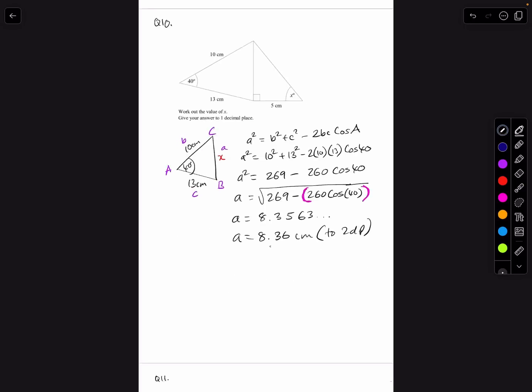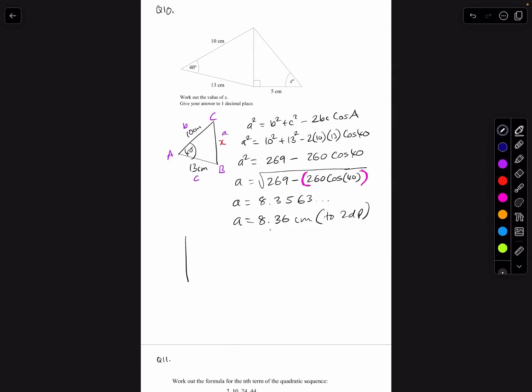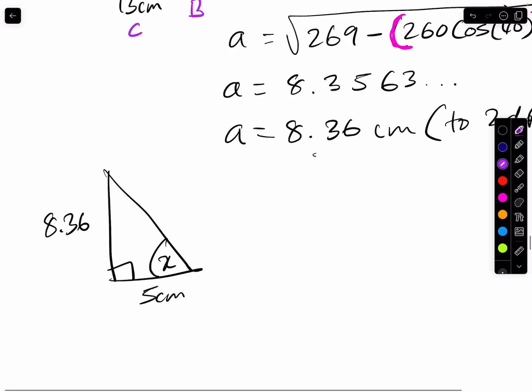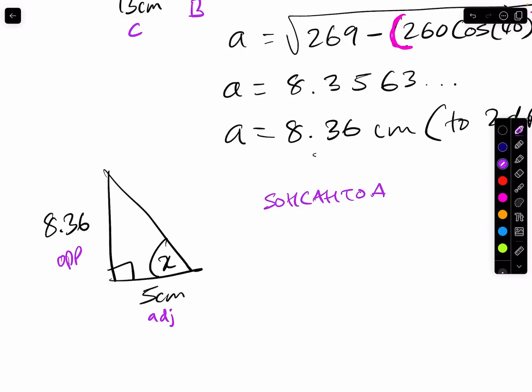Now, if we look back at this triangle, we know this length right now, so we can draw this and work out the angle. Sorry about my dodgy drawing. That's x, that's 5 centimeters. We have a right angle, and this is 8.36. And here we go. If we apply SOHCAHTOA, adjacent there and opposite, we seem to be using tan all the time. So this is tan again, guys. I was hoping we'd have a different experience, but yeah, there you go, tan again.